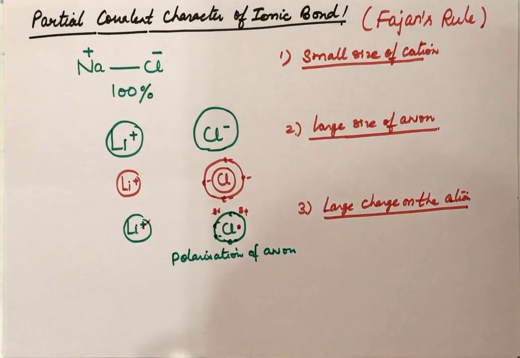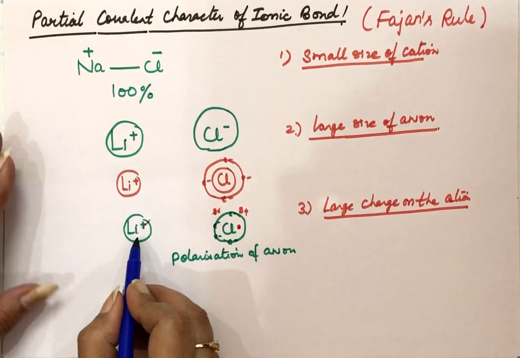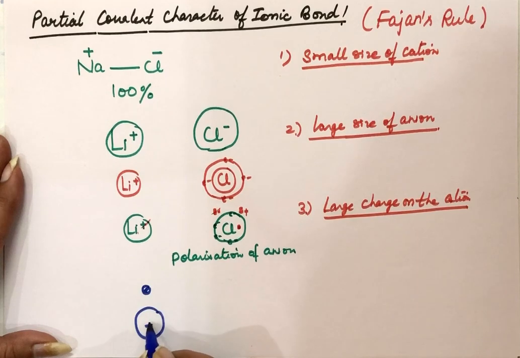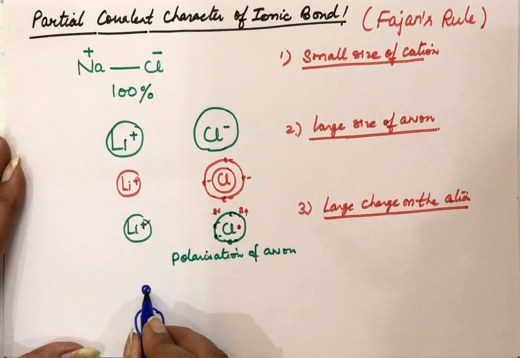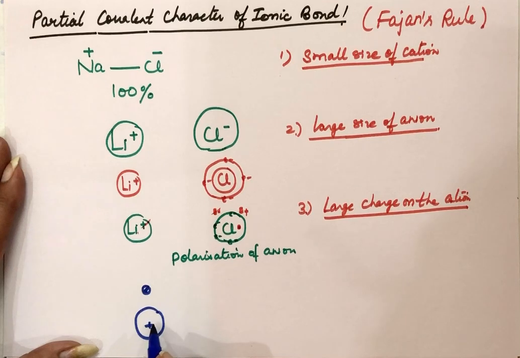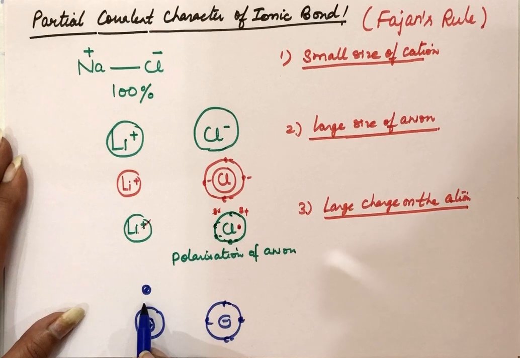Now come to first of all the small size of cation. If cation size is small, in this case the positive charge will be close to the anion. It can distort the electron cloud of the anion easily. But if the size of the cation becomes big, the nucleus will be away from the anion, so it cannot distort the electron cloud of this anion easily. So small size of cation means what will happen? The polarizability of the anion will be more by this cation. That means it has more polarizing power.